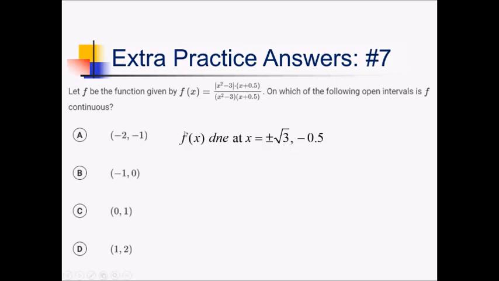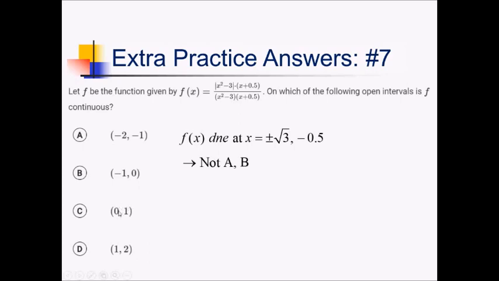Taking a look at choice A, negative 2 to negative 1, that's going to have a negative radical 3 in it. Negative radical 3 is somewhere between negative 1 and negative 2. So choice A can be eliminated. Now choice B, between negative 1 and 0, contains this negative 0.5, so that's no good.